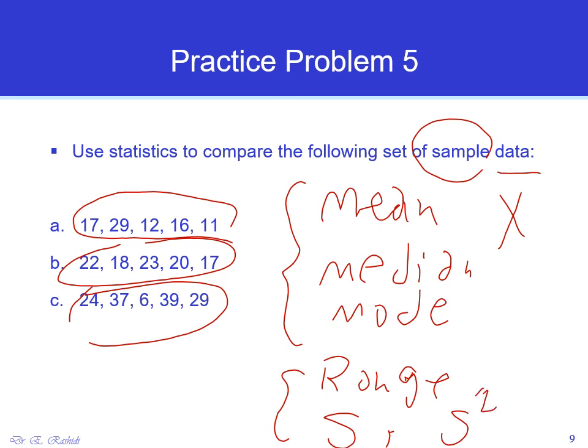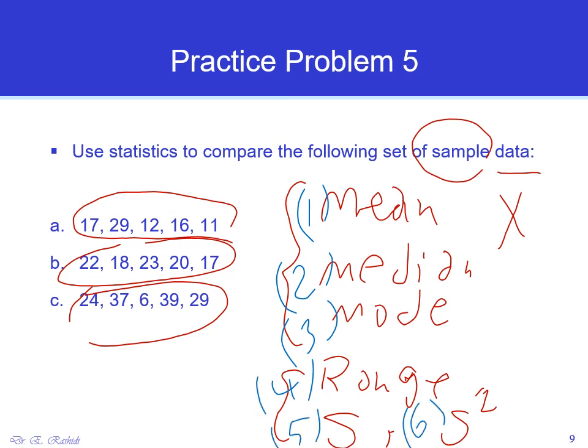So for the three sets, set A, set B, and set C, compute these statistics. This is the first one, the second one, the third one, the fourth one, the fifth one, and the sixth one. So you have to compute 6 statistics for each of these data sets. Please pause and then come back to see the solution.